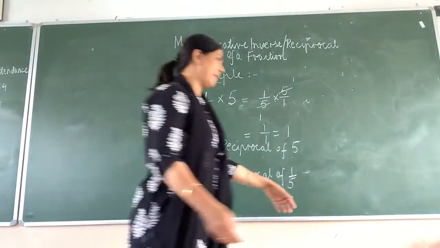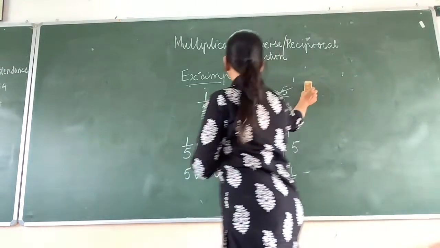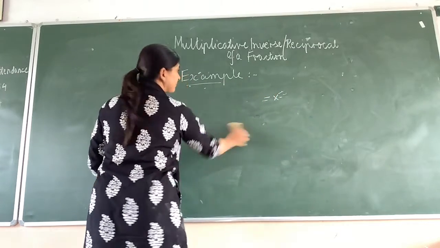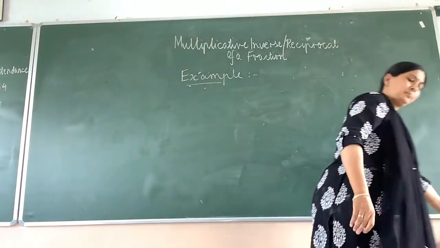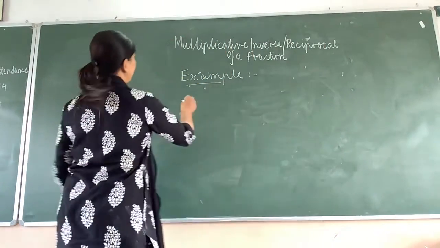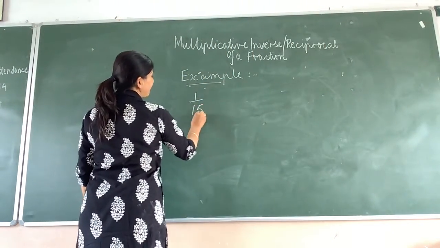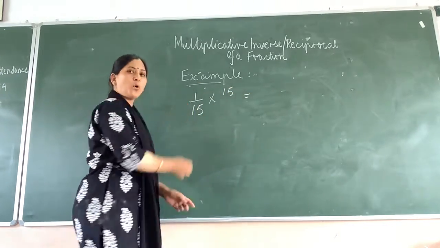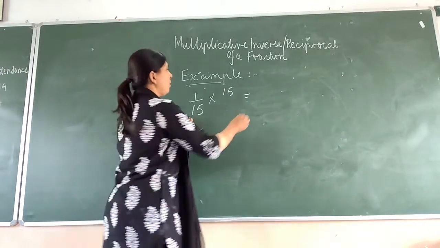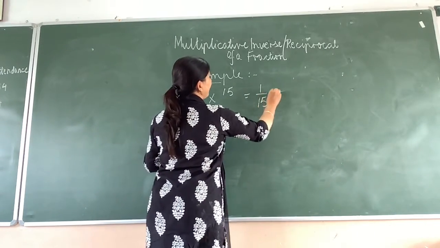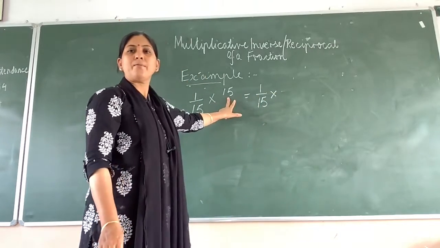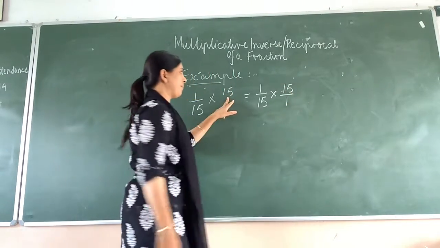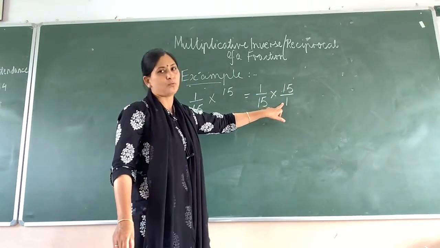Let us take one more example, children. Let us take 1 over 15 and multiply this by 15. Now 15 is a whole number. It can be written in fractional form. When we write whole number 15 in fractional form, what do we get? It can be written as 15 over 1.